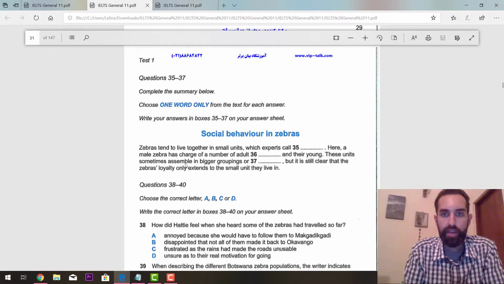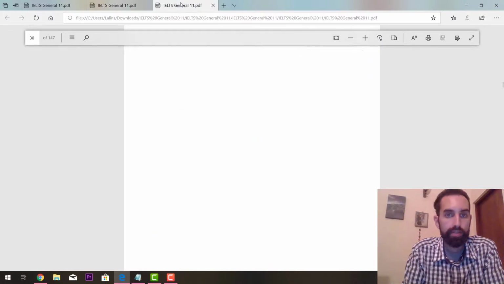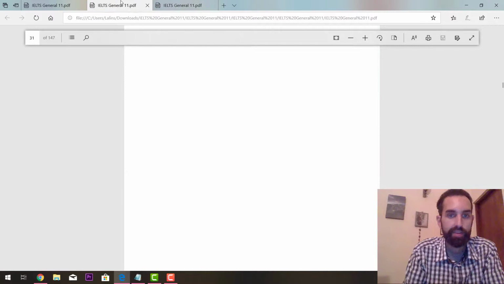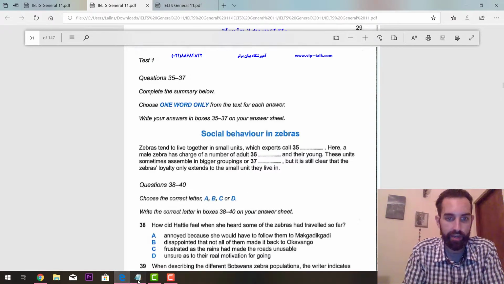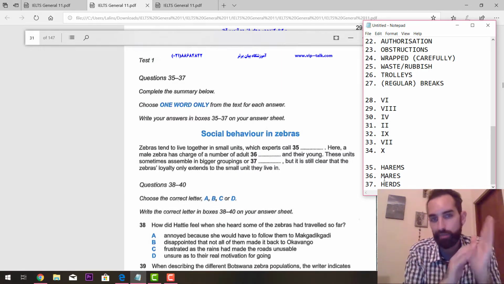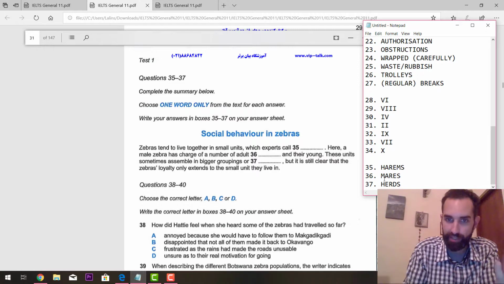These units sometimes assemble in bigger groupings or, see, there is no loyalty between zebras beyond this social group, although harems often gather together into so-called herds. Herds. So that's 37 is herds. So for a section like this, it was clearly just referring to one of the passages we just went through. In this case, it was section B.